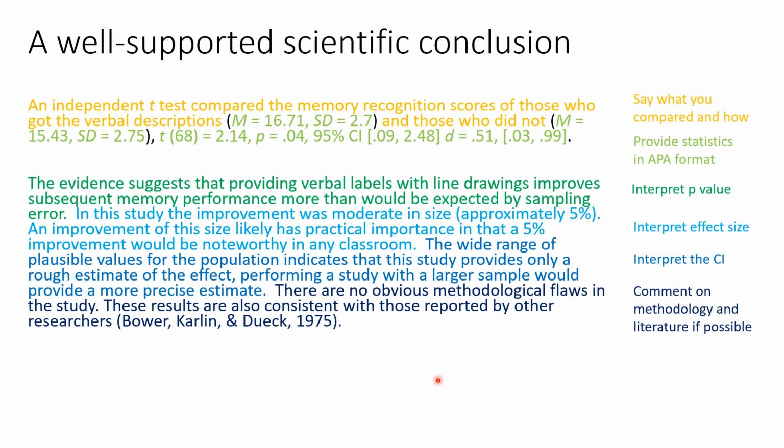Here's an example of a well-supported scientific conclusion. As with all of the scientific conclusions we presented in this book so far, you want to do 6 things. What are you comparing and how did you compare it? You want to report the sample statistics, interpret the p-value, the effect size, the confidence interval, and also comment on the methodology and scientific literature to the extent that you're able.